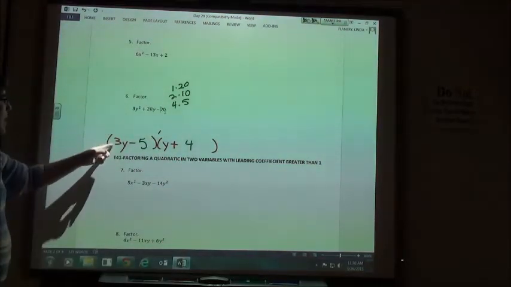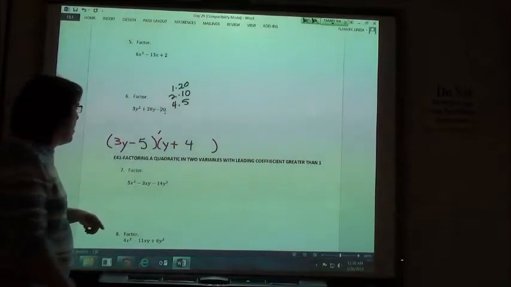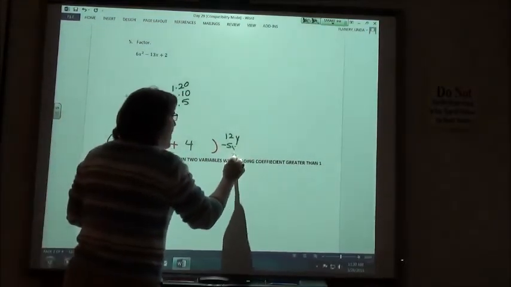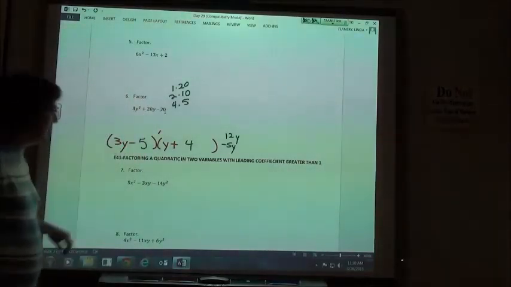So here, my outside product gives me 12y. My inside product gives me negative 5y. Well, 12 minus 5 still isn't 28.